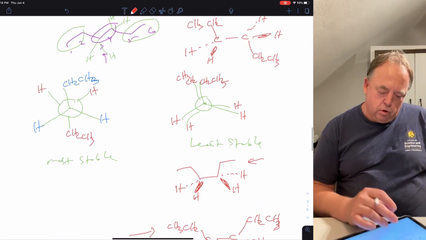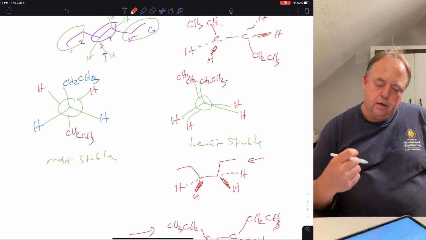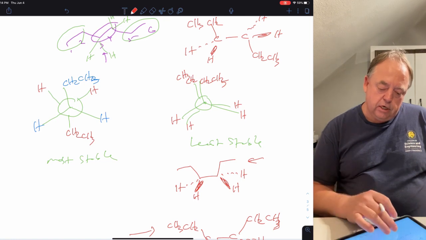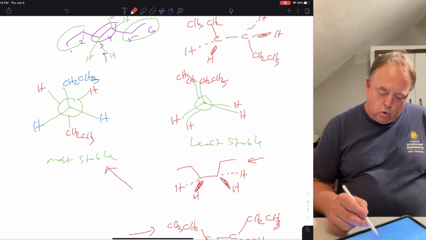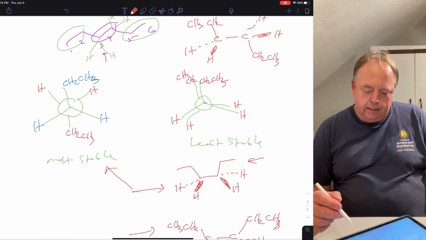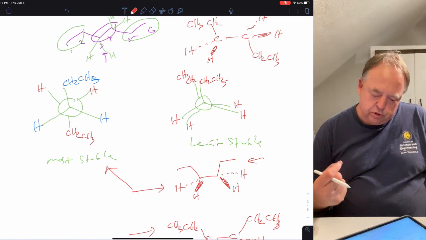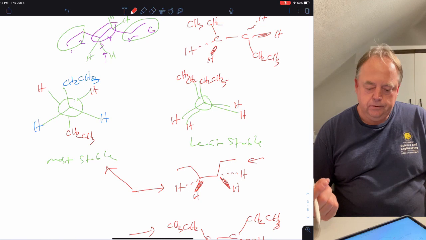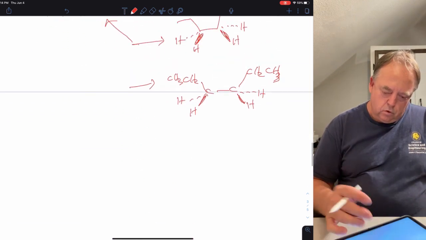So if I ask you to draw most or least stable, then you're going to have to use a Newman projection like this, or you're going to have to use a dash-wedge structure like that, because that is how you illustrate 3 dimensions in organic chemistry. Okay, we'll stop there.